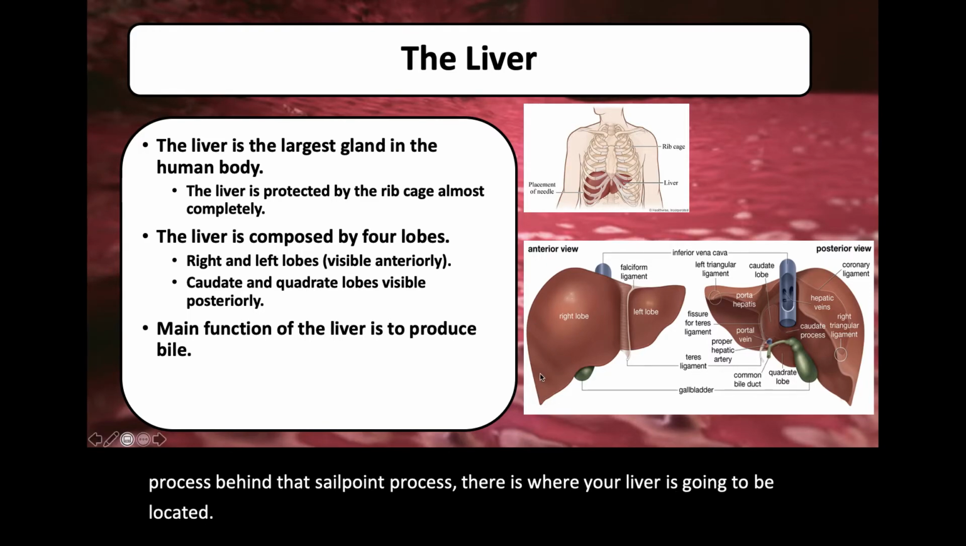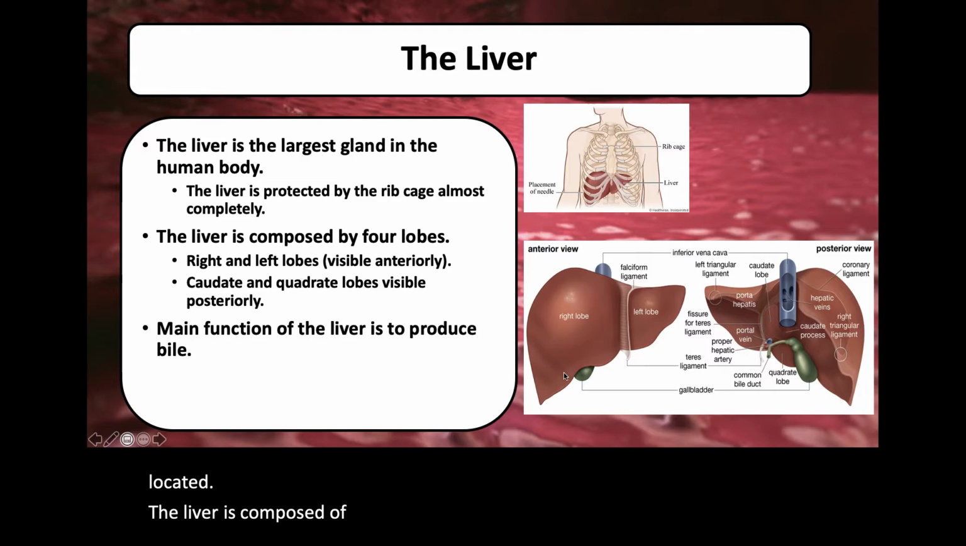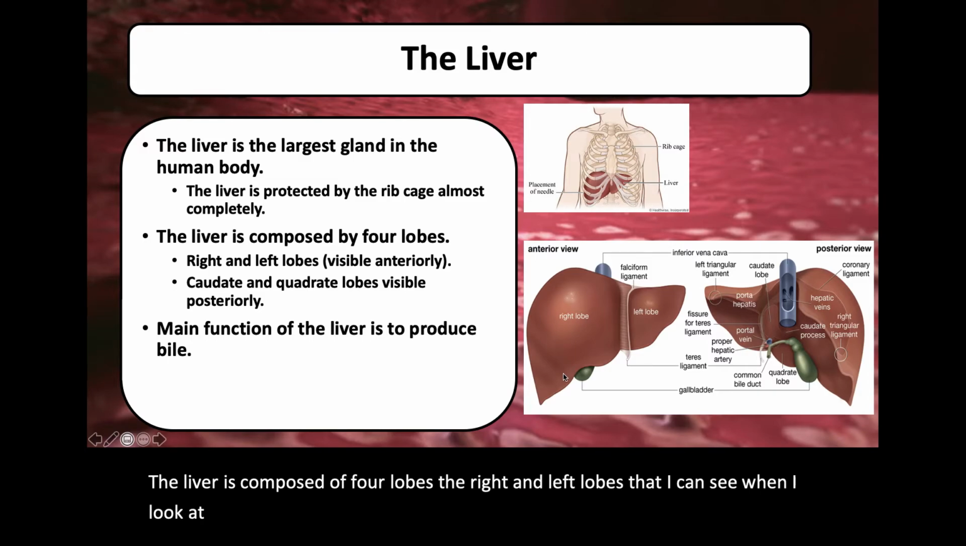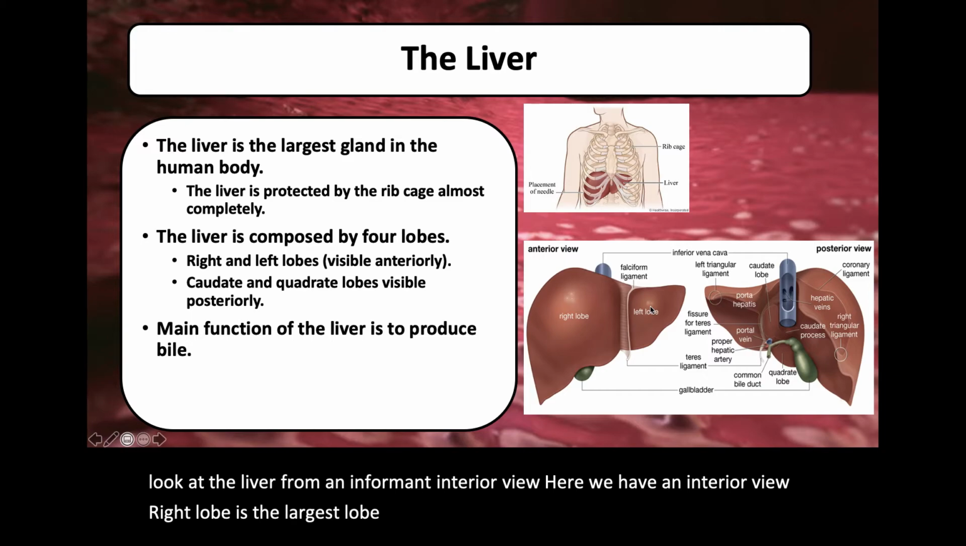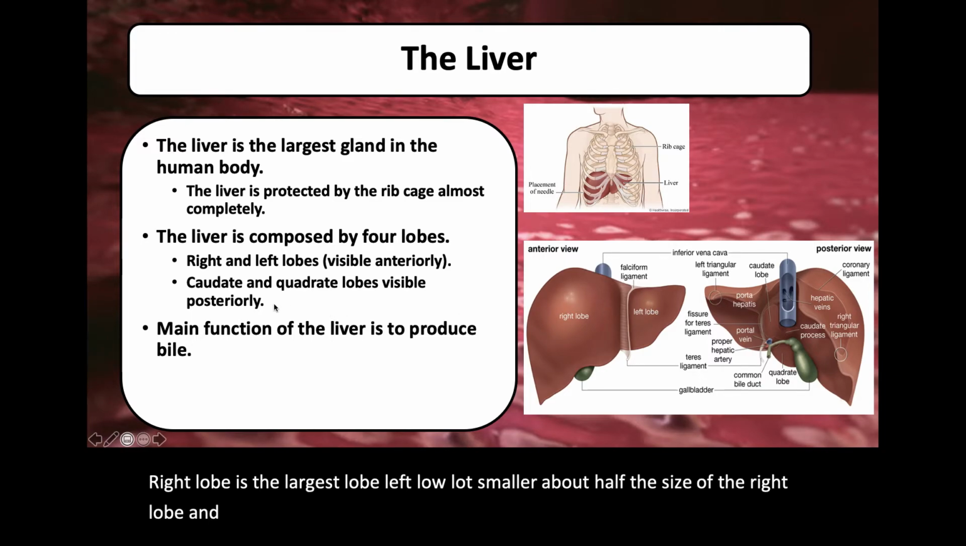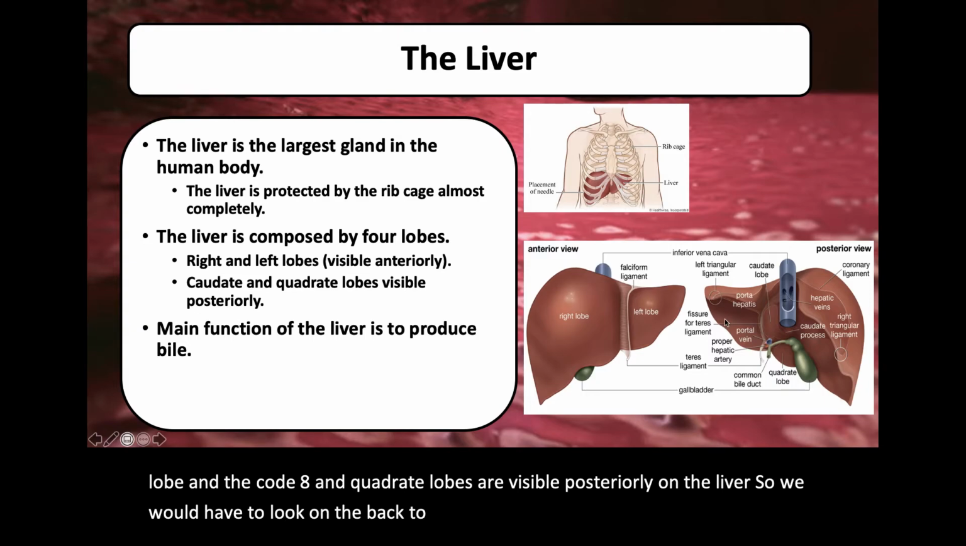The liver is composed of four lobes, the right and left lobes that I can see when I look at the liver from an anterior view. Here we have an anterior view. Right lobe is the largest lobe. Left lobe, a lot smaller, about half the size of the right lobe. And the caudate and quadrate lobes are visible posteriorly on the liver. So we would have to look at the back to be able to see those lobes.